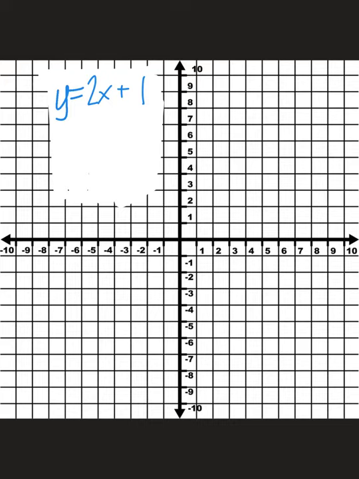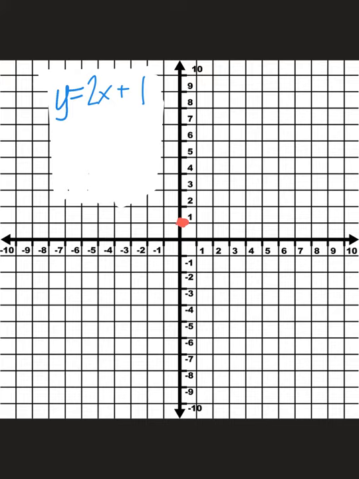It doesn't matter, honestly, if you identify the rate of change or y-intercept first. But personally, I think for you guys, it's easier to identify the y-intercept first. So what's the y-intercept here? 1. Is it a positive or negative? Positive. It's a positive, so we're going to put it where positive 1 is on the y-axis. That's where our line is going to cross.